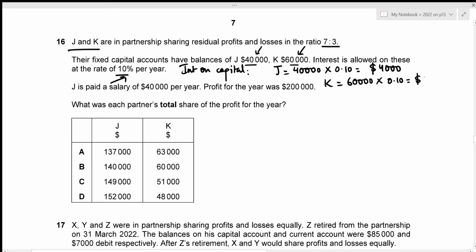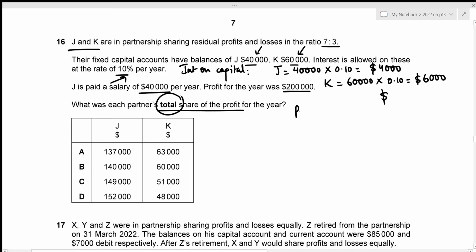Okay, then J is paid a salary of 40,000 per year, and the profit for the year was 200,000. We now need to figure out each partner's total share of the profit. And remember that we're not just talking about the residual share of profit, but the total share of profit, which means that we also need to add the salary and the interest on capital that they will receive. Okay, so the first thing that we need to figure out will be the residual share of profit, and for that we will prepare our appropriation account.